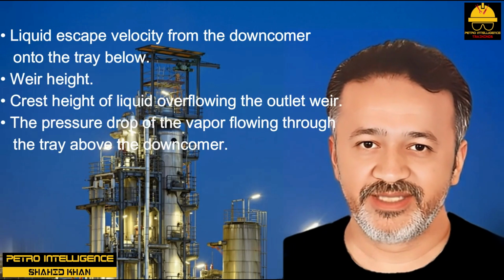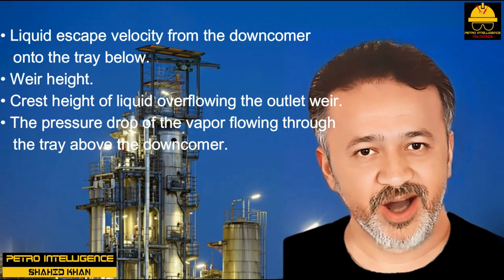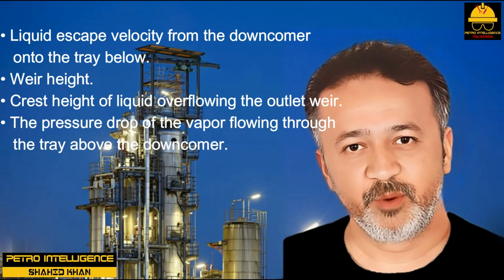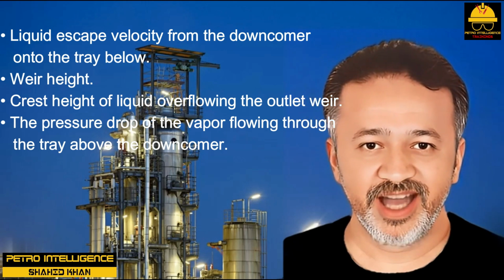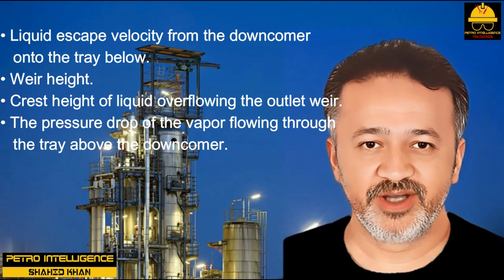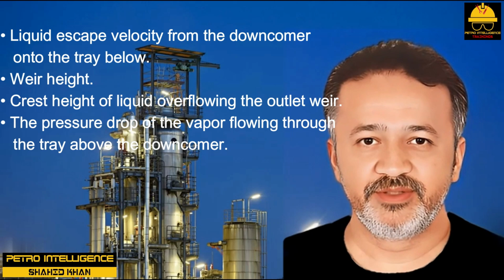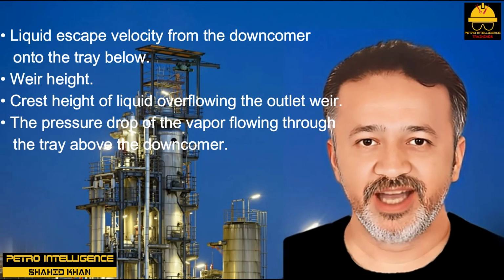Total height of liquid in the downcomer. To summarize, the total height of clear liquid in the downcomer is the sum of 4 factors. Liquid escape velocity from the downcomer onto the tray below. Weir height. Crest height of liquid overflowing the outlet weir. The pressure drops of the vapor flowing through the tray above the downcomer. We will discuss how to calculate this pressure drop in an upcoming video.